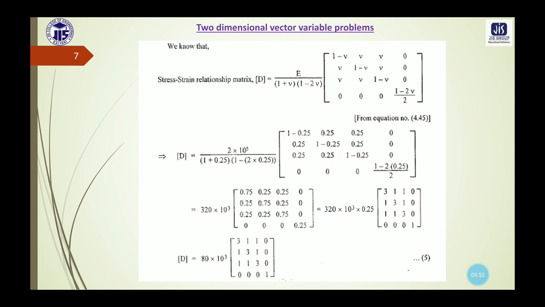So after putting the values of the Young's modulus and the Poisson's ratio, we need to perform the matrix multiplication here, and finally after several steps we are getting the value of this stress strain relationship matrix D. This is equal to 80 into 10 cube multiplied by a 4 by 4 matrix. So this is the procedure by which we have calculated the stress strain relationship matrix, that is capital D.